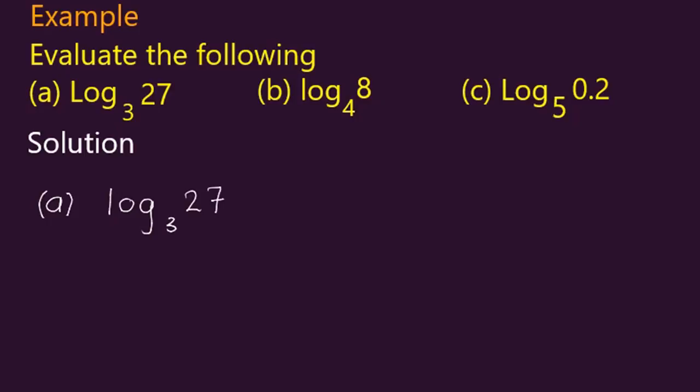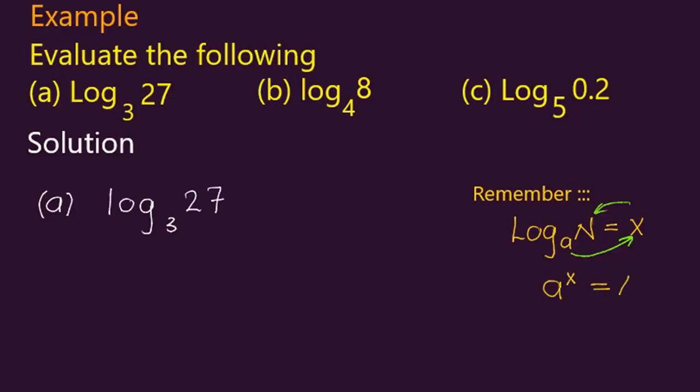Remember, our log form is the logarithm to the base of a of n, giving us x, and we can express this in index form where we have our base a being raised to the power of x being equal to the number n. So that's a to the power of x equal to n. That's our index form.